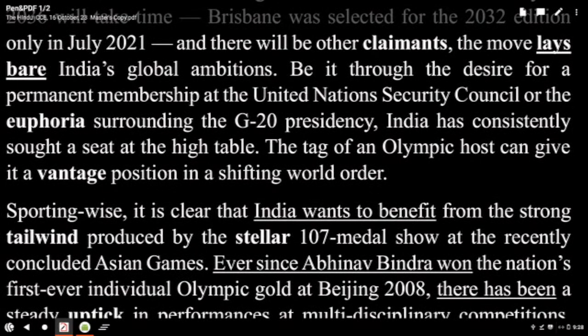Be it through the desire for a permanent membership at the United Nations Security Council or the euphoria surrounding the G20 presidency. Already we have got the word euphoria. It means a lot of happiness with excitement. India has consistently sought a seat at the high table. So India has been changing. Once it was not that aggressive, now it is trying to be aggressive in the international scenario. The sentence talks about that. One, asking for permanent membership at the UN Security Council; another, the G20 presidency; now, hosting the Olympics. All these show that India is ambitious.